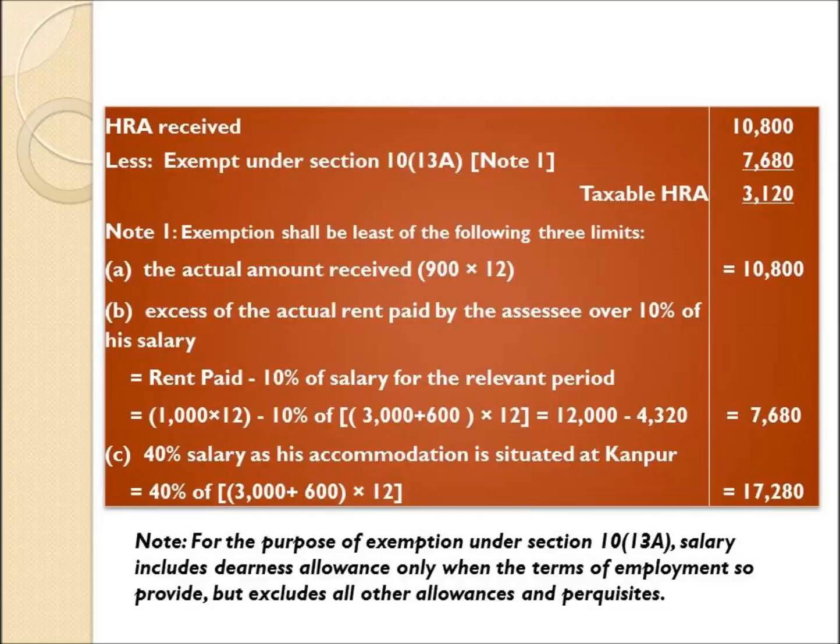So this you have to keep in mind. You have to keep in mind the three limits given, and you have to keep in mind the computation of salary. That is, salary includes only basic and DA, and that DA also will be included only if it is forming part of the salary for retirement benefits. So this is all about house rent allowance, that is under section 10 sub-section 13A.